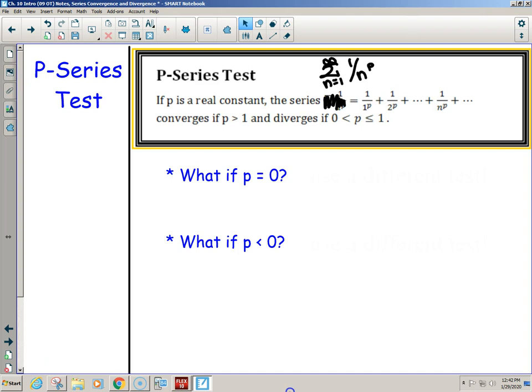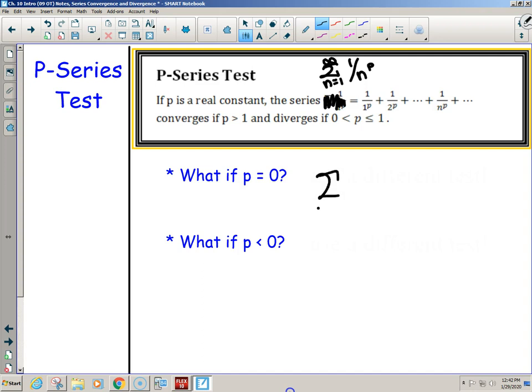But the nice thing about this test is that it tells me I can know the convergence and divergence of a series just based on the power. It's very similar to the improper integral we had that had to do with the improper integral of 1 over x to the p. Why aren't you allowed to use 0 with this?